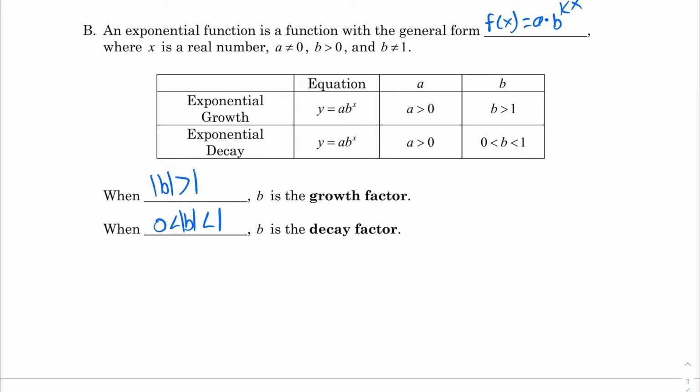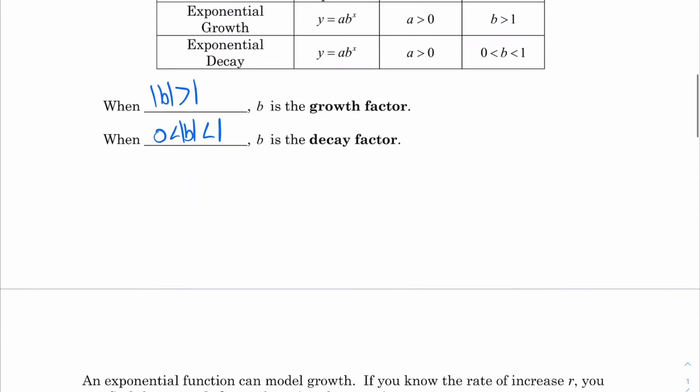I'm putting the absolute value because it is possible for the b to be a negative number, and you would just look at the absolute value of that b, and if it's greater than 1, it's going to make you grow, and if the absolute value of that factor is between 0 and 1, it could make you shrink.